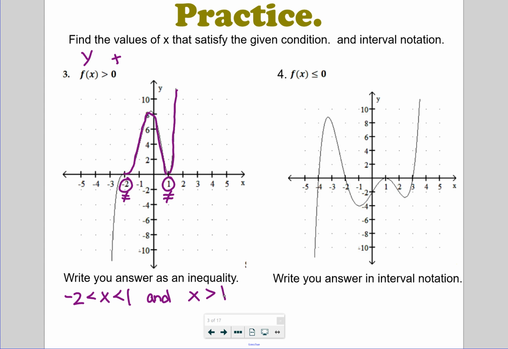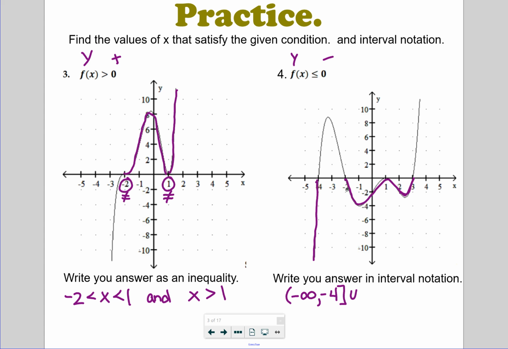For number 4, we want when our y's are less than or equal to 0. So this time we're looking for negatives, and we can include 0 as well. So that's this portion of the graph, these portions of the graph here, and then everything else is above the x-axis. Putting that in interval notation, it would look like -infinity to -4, including -4, because I can include 0 here. So that says that every x value smaller than -4 will give me a y value below the x-axis.